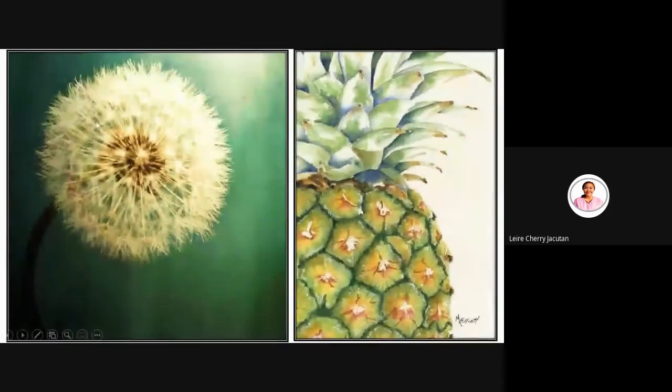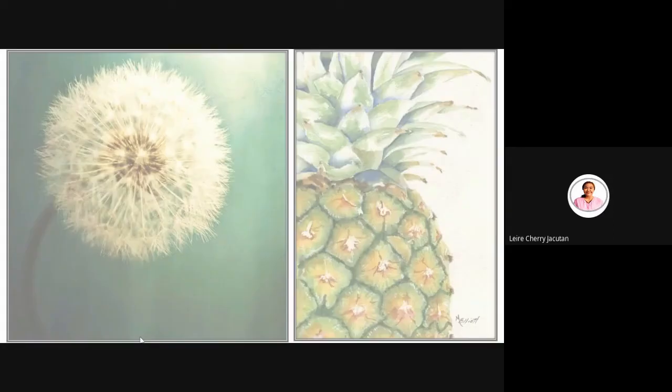Yan, so yan example ng mga implied na mga texture, 'di ba? Although painting lang yan, pero meron siya ini-imply sa atin na texture, na malambot siya or masyado siyang magaan or magaspang siya. Yan. So that is texture.